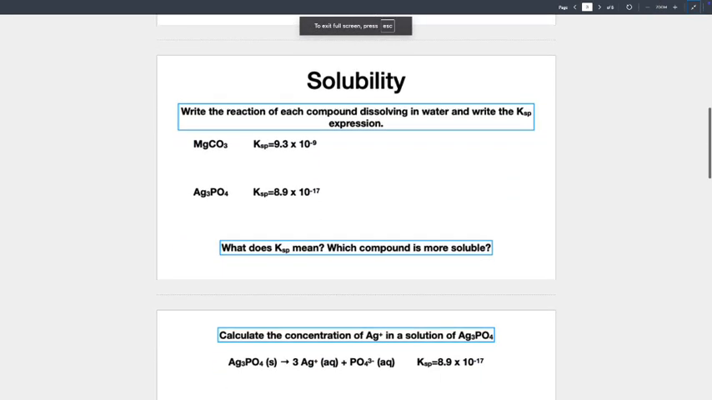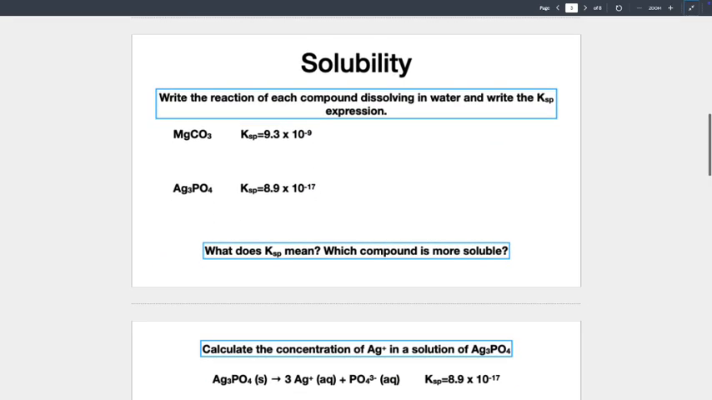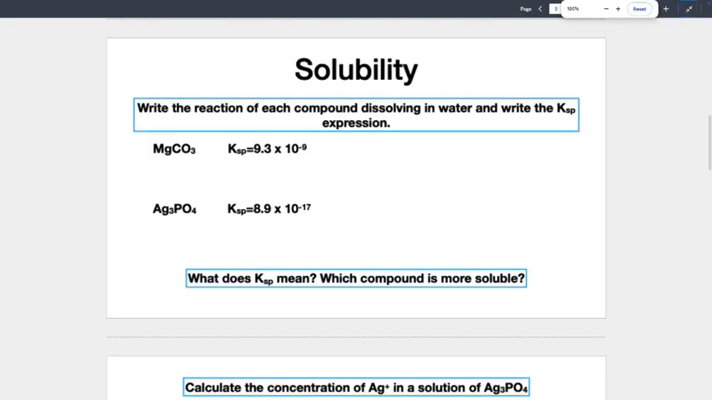Where this can come into play is looking at things like solubility. We could also look at it with K_a's and all that kind of fun stuff. Solubility is probably the big one that's going to come back and bite you, because we have to watch out for certain aspects. So we've got two questions here. Fire away. See what you can come up with. Put it together.